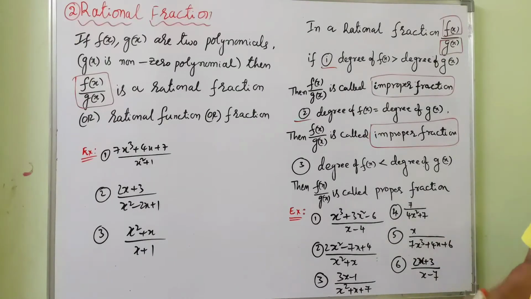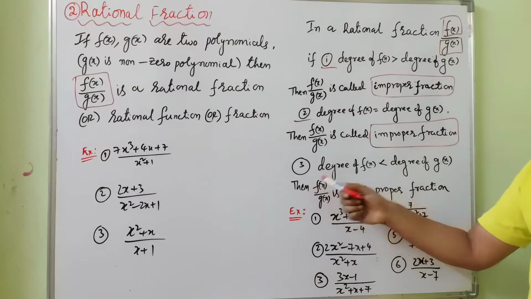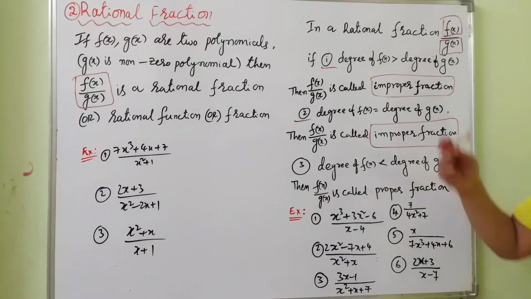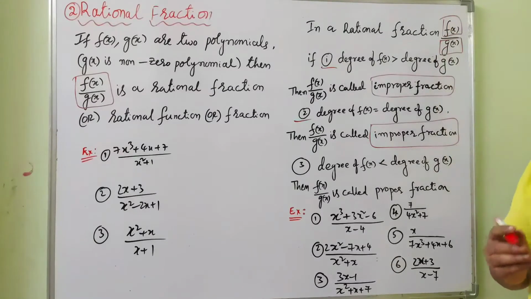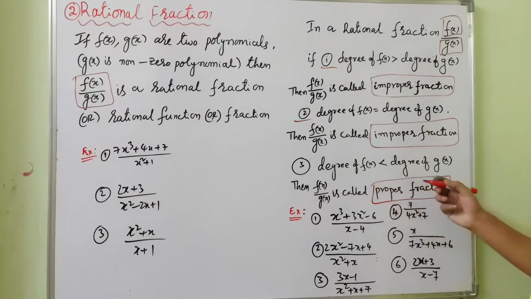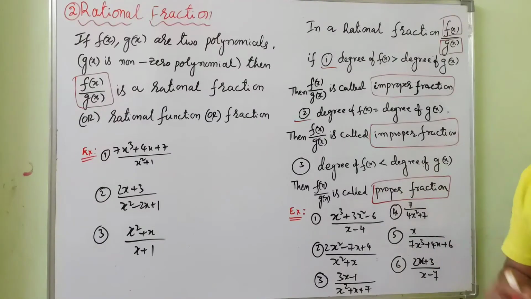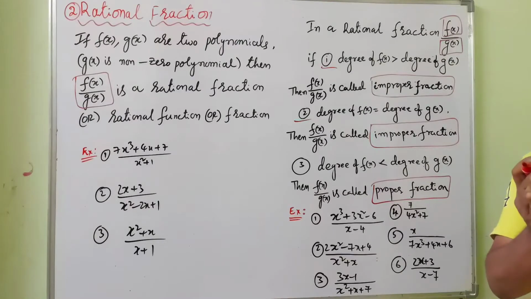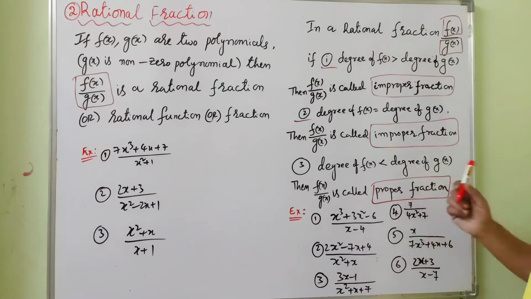It is improper. Now observe the third one. Degree of f of x is less than degree of g of x. That means degree of numerator is less than degree of denominator. Then the fraction is called a proper rational fraction or simply proper fraction. So it is very easy to remember. Improper means degree of numerator is greater than or equal to degree of denominator. Proper fraction means degree of numerator should be less than degree of denominator.